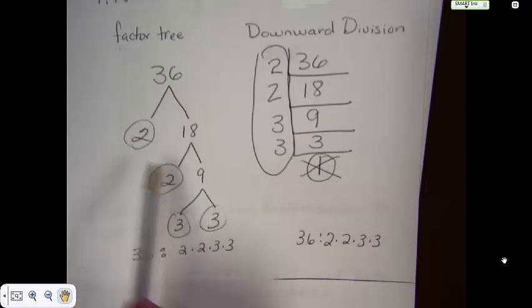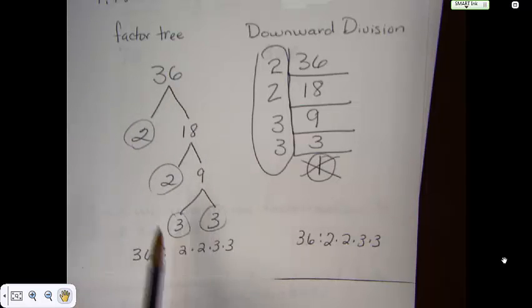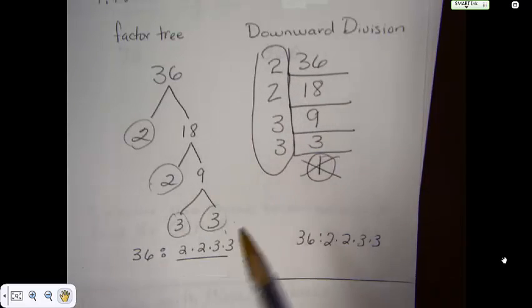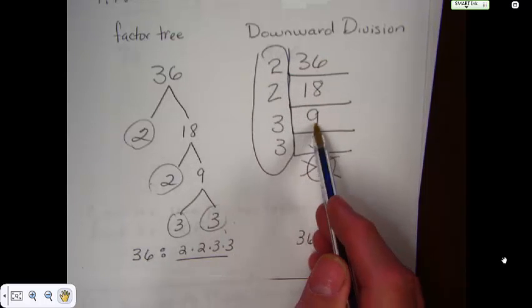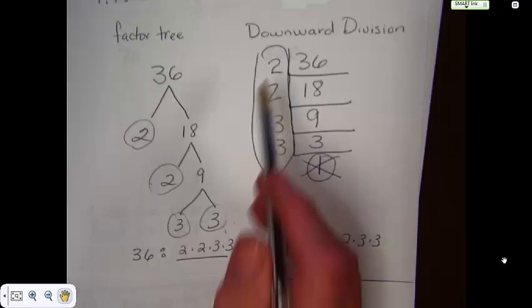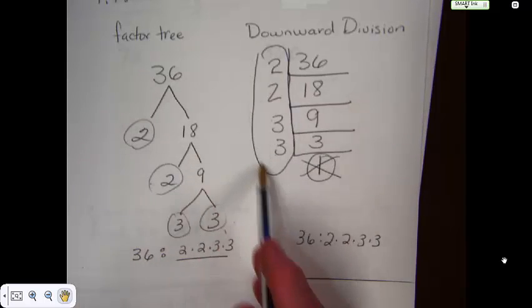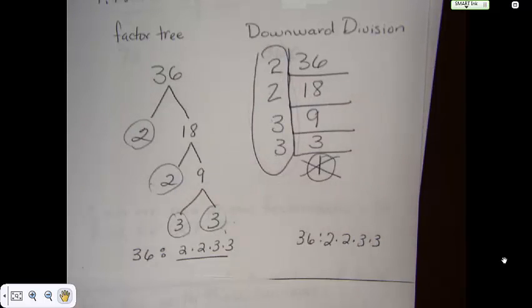36, back to the tree: 2 times 18, 2 times 9, 3 times 3. Circle the numbers that you end up with on your tree. It will give you the prime factorization. Same way here, only I think downward division is sort of nice because you take 2 into 36, 18, 2 into 18, 9, 3 into 9, 3, 3. Right here in a list from smallest prime to largest prime is your factorization. But hey, you've got it over here too. Both ways work. Which one do you like?